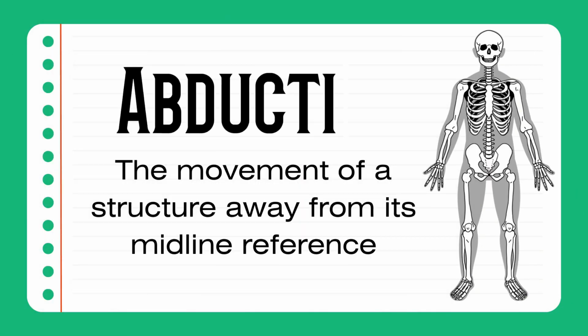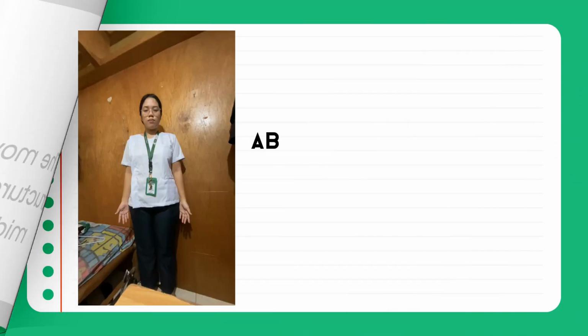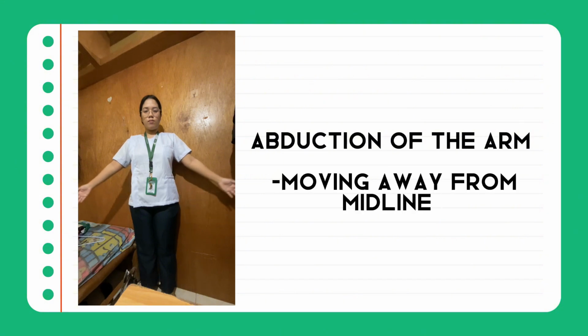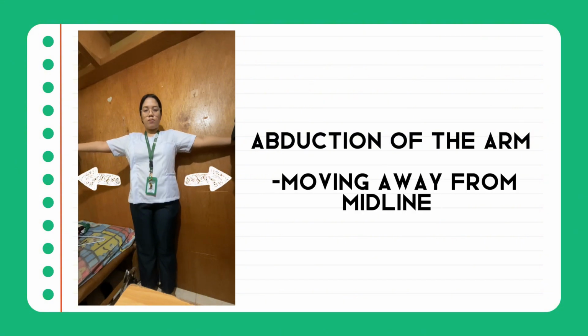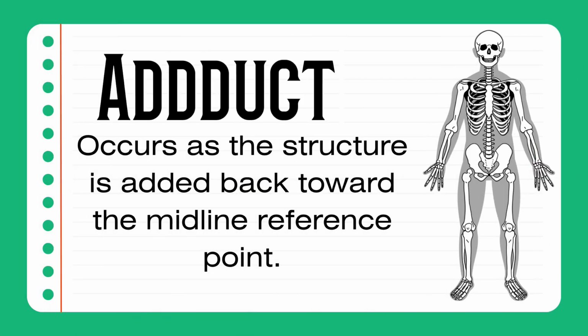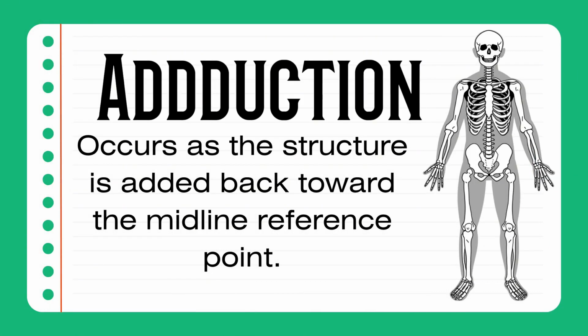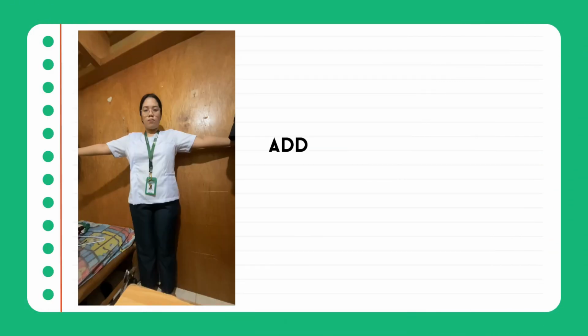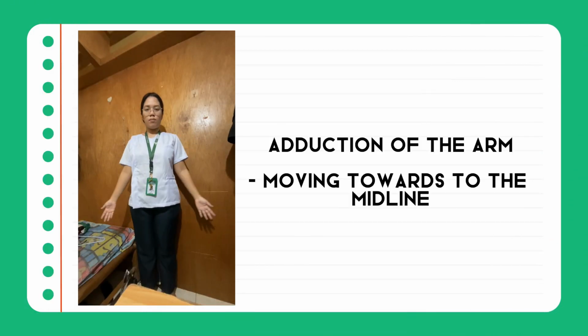So what is abduction? It is the movement of structure away from its midline reference. So during abduction, the arms move away from the body's midline. What is adduction? It occurs as the structure is added back toward the midline reference point. During arm adduction, you add them right back toward the midline.